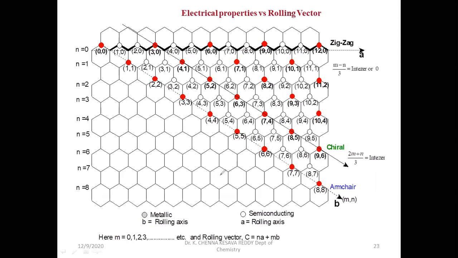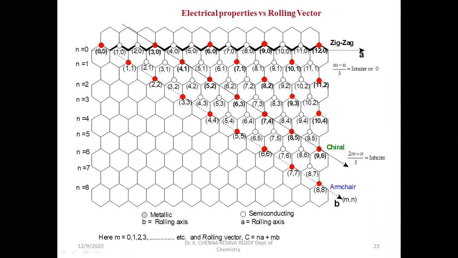Okay. We have not numbered the entire graphene sheet. We have numbered only half of the graphene sheet because if you are numbering all the carbon atoms, it will be very complicated. That's why half of the graphene sheet was numbered. Even so, we can still reduce this numbering.